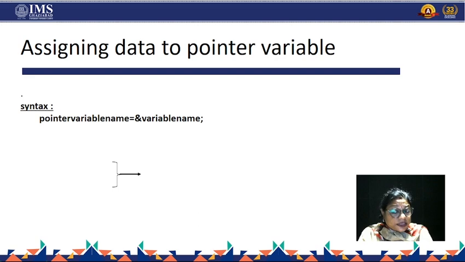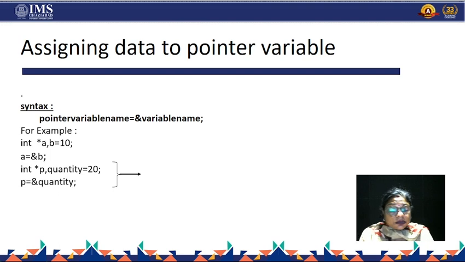If we say pointer variable name equal to ampersand variable name, that means assigning data to the pointer variable. So, if we say int star a, b equal to 10, one is pointer a, the other is integer variable b, which is holding the value 10. Once I say a equal to ampersand b, the memory location of b will be assigned to the pointer a.